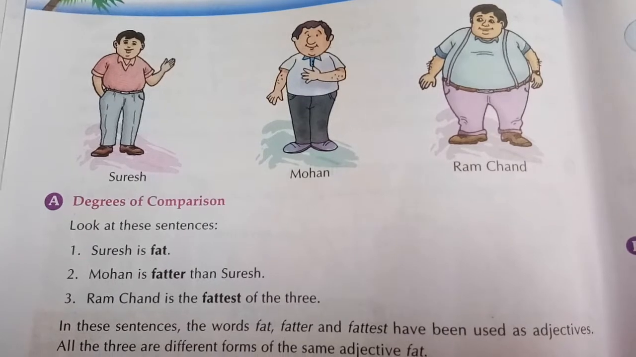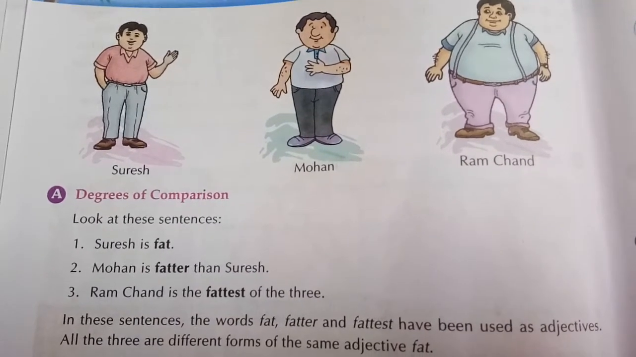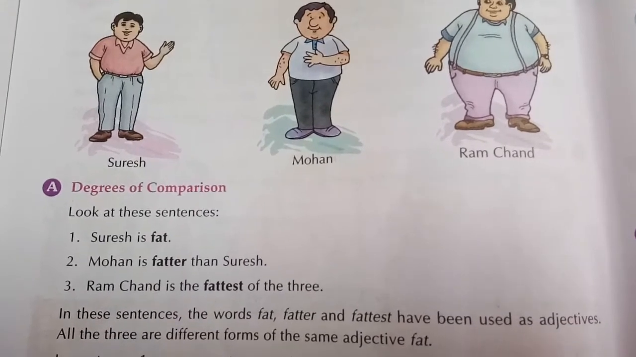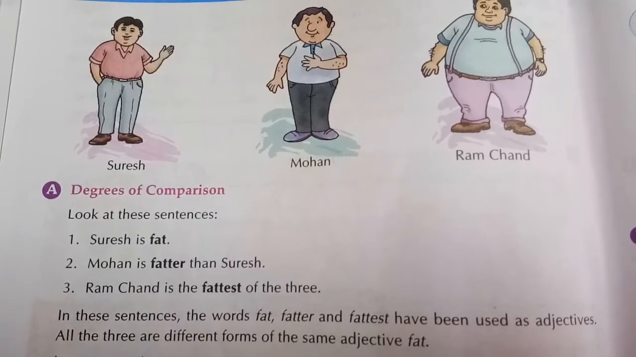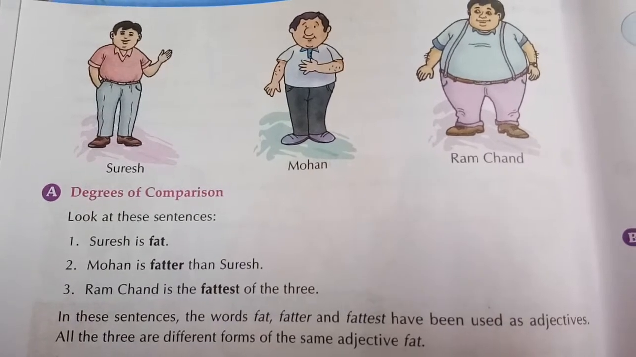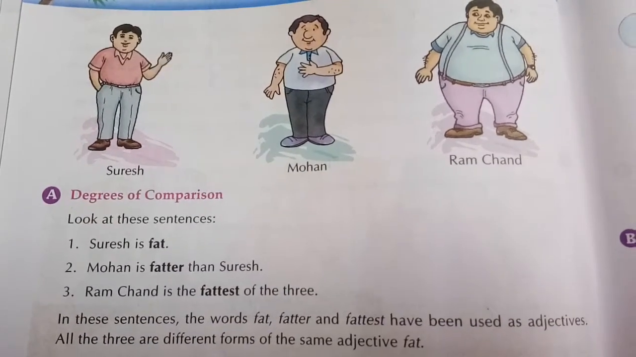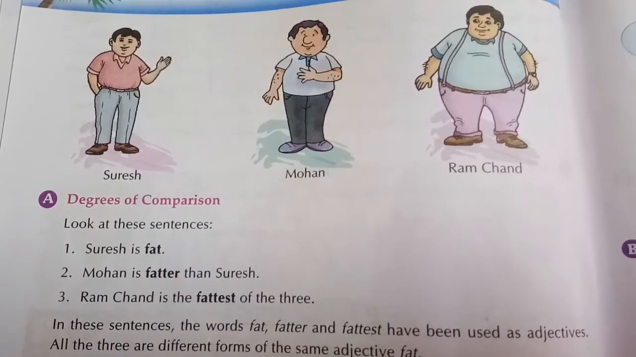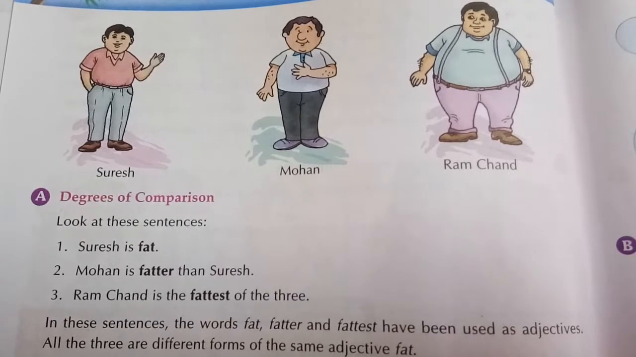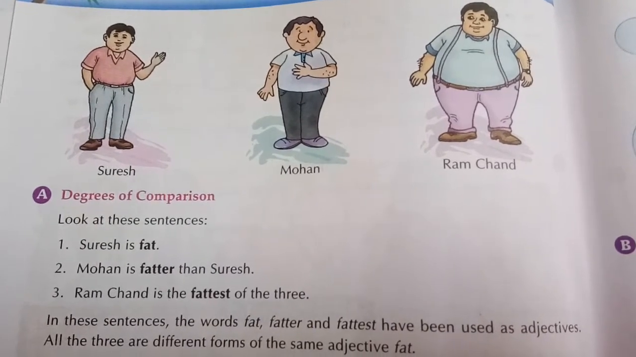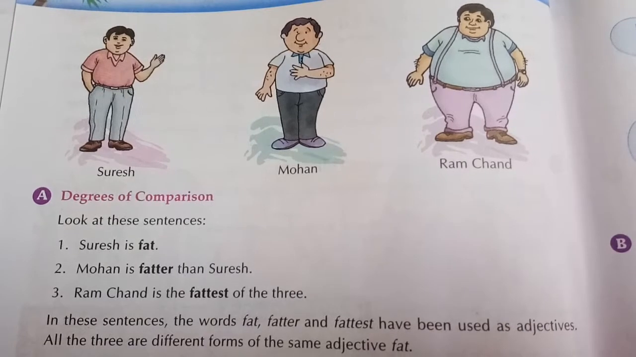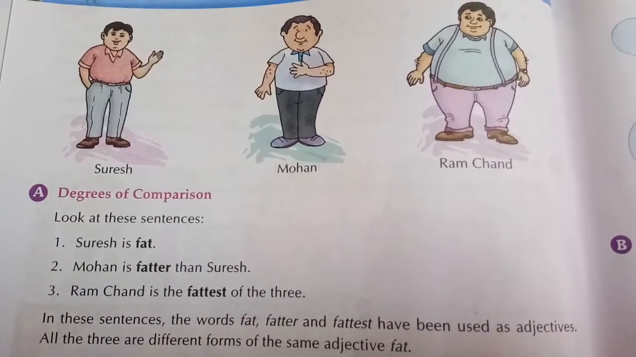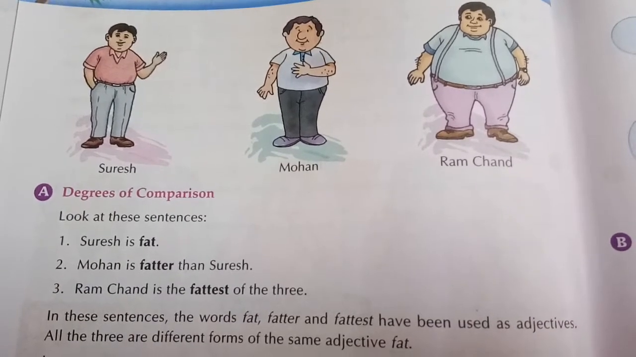Comparing two people, we are adding ER and we are saying Mohan is fatter than Suresh. When we are comparing Ramchand also with them, Ramchand is the fattest of the three. That means there is a comparison between more than two people. So from this example, one thing is clear. When we are not comparing anybody with anyone, then the original adjective is used.